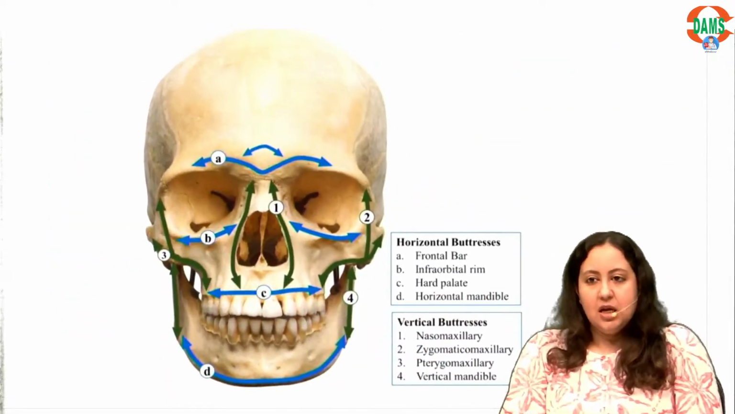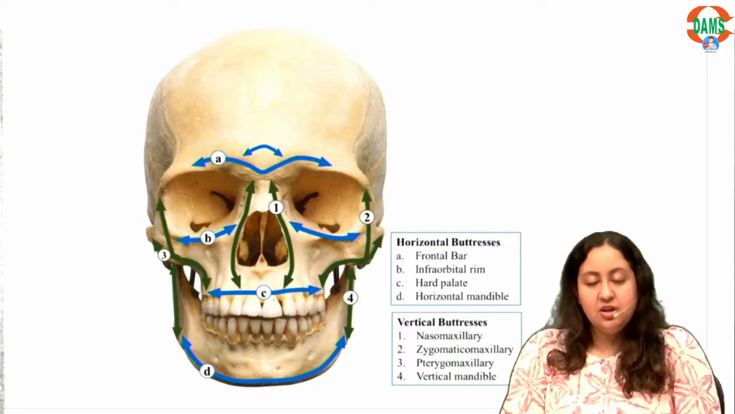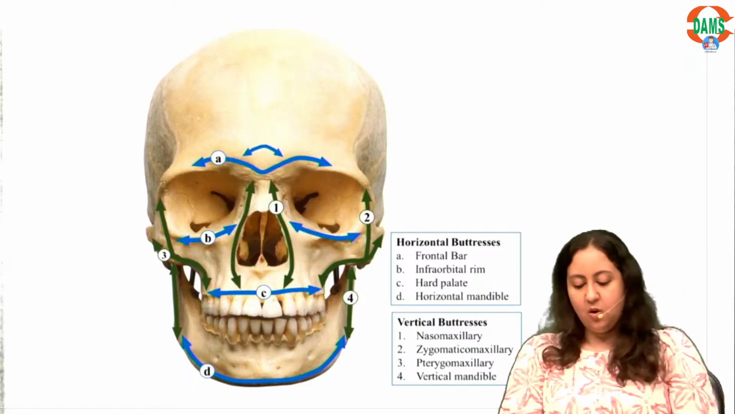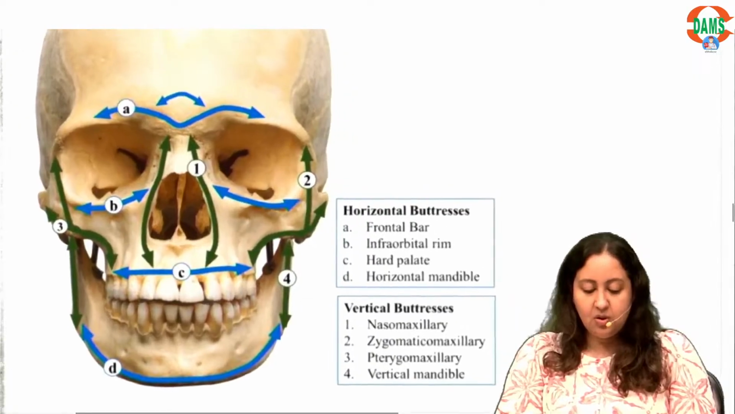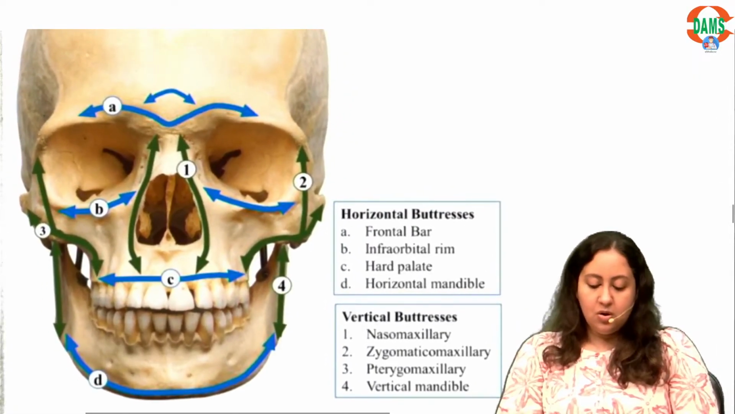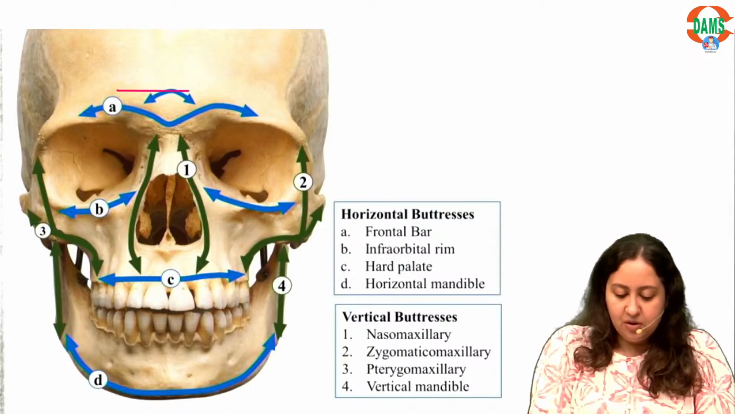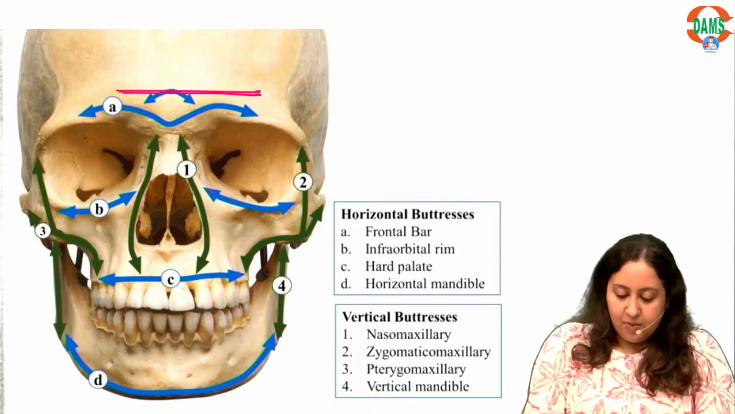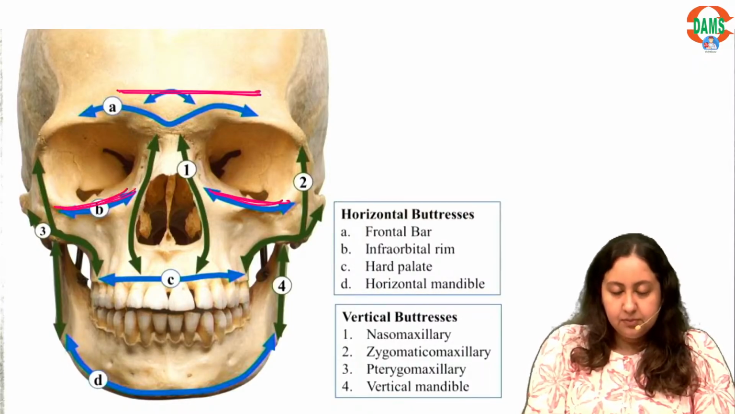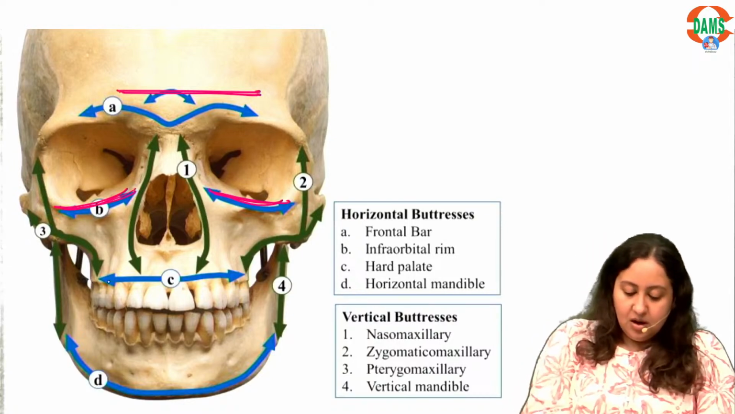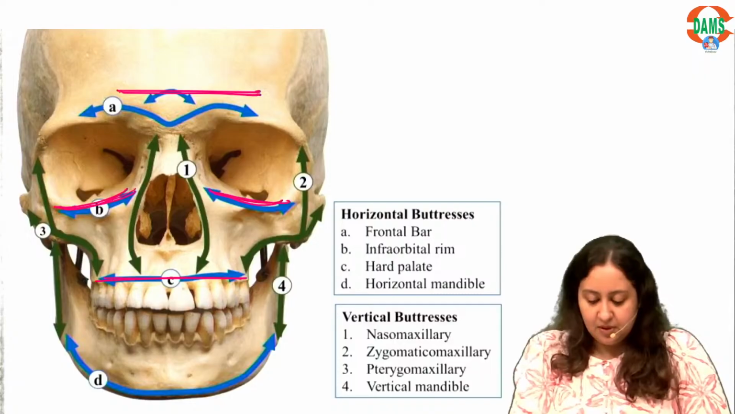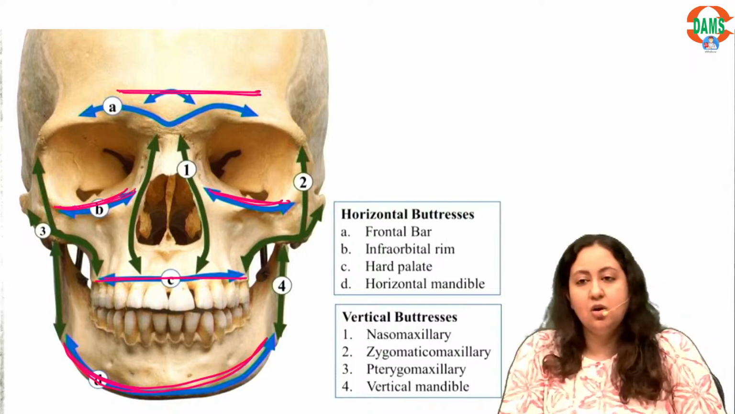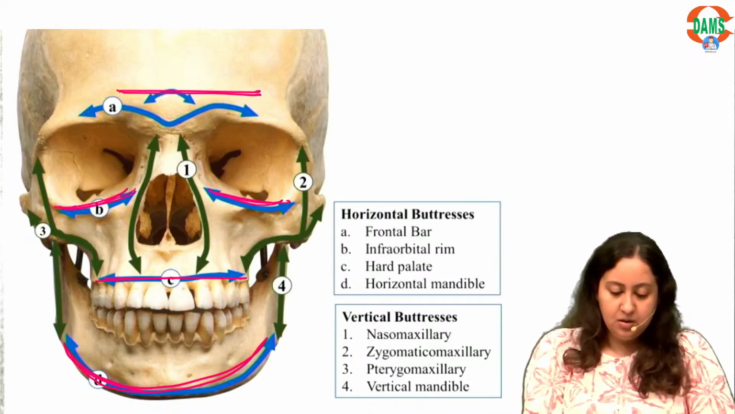Now another important thing related to this particular question and which can be asked. So just quickly revising the horizontal and vertical buttresses of the facial skeleton. So your horizontal buttress includes the frontal bar. Okay. It includes the infraorbital rim. It includes the hard palate. And it includes the horizontal mandible. So these are your horizontal buttresses, which I've marked in pink.